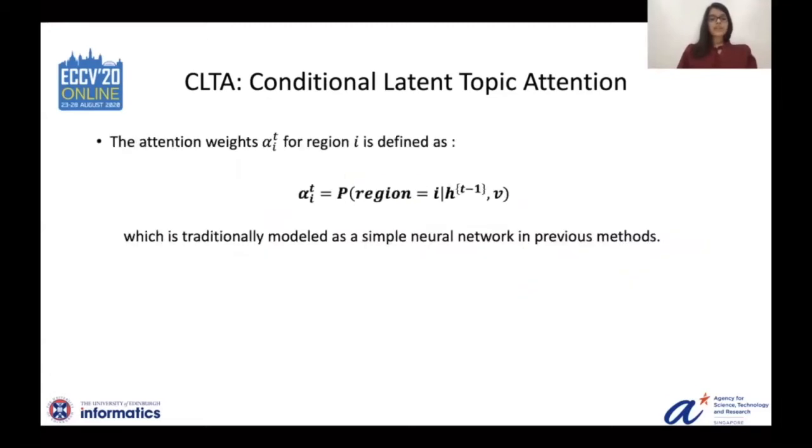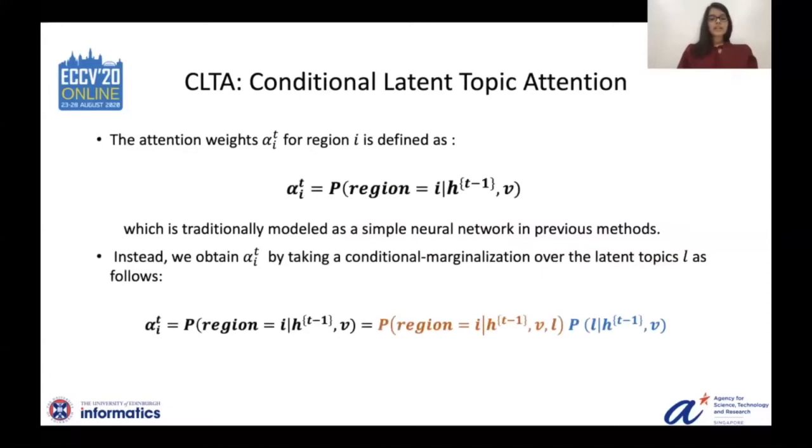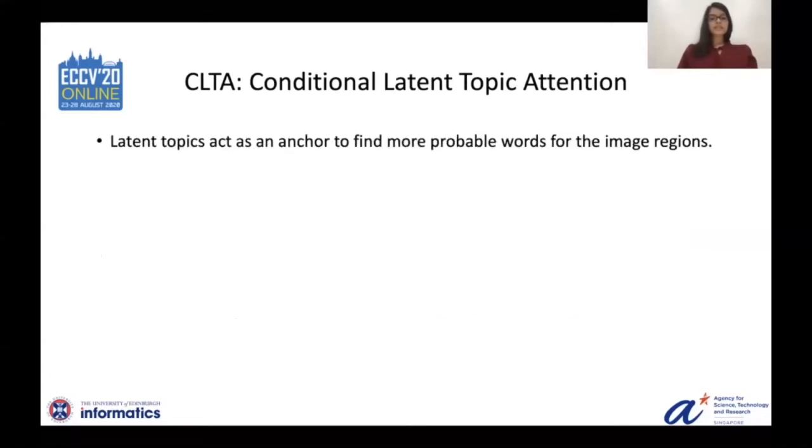To find these attention weights alpha, we measure the probability for each region conditioned on the previous hidden state and the visual features. This is simply modeled as a neural network with hidden state and visual features as input, and hence it fails to model complex associations between words and image regions. In our conditional latent topic attention, we conditionally marginalize over the latent topics to find salient regions in an image. This helps to find more probable words for the image regions via a latent shared space, that is latent topics.